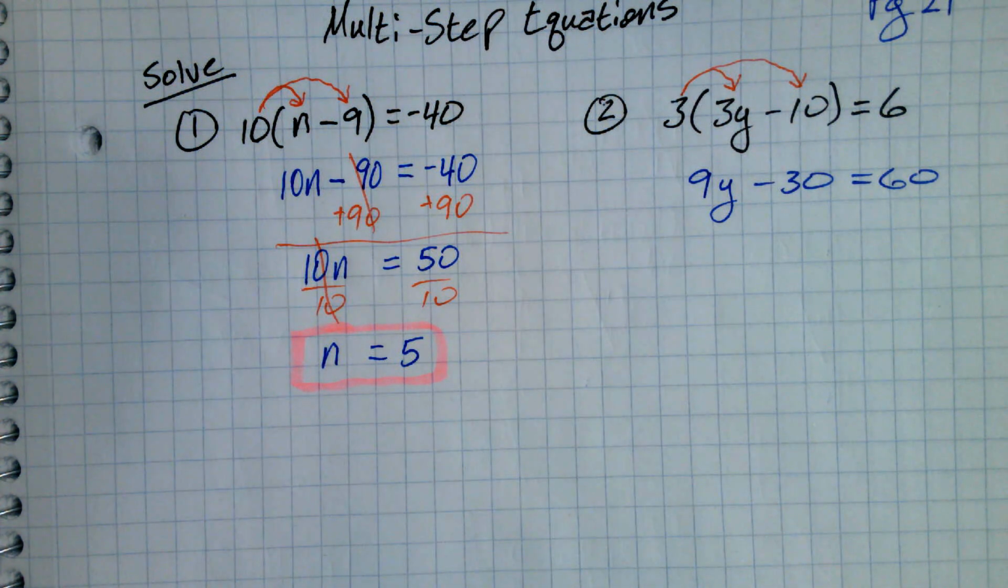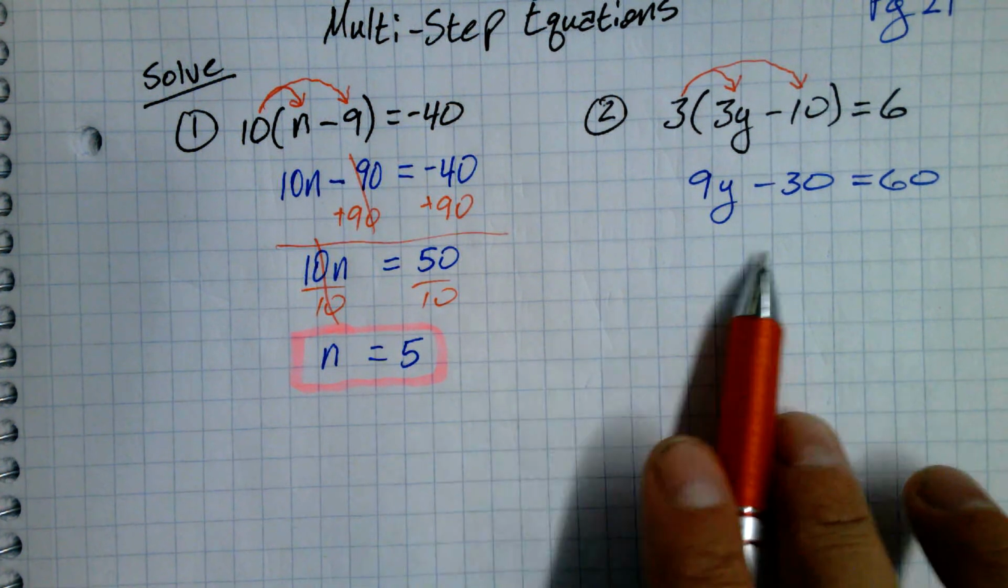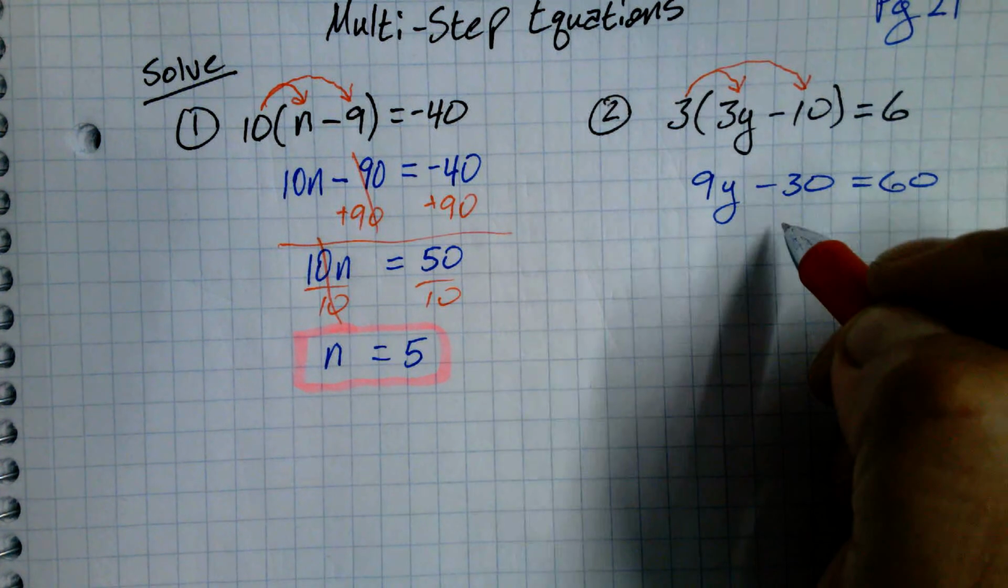You see, many of you are just going through and solving it. Now, if this is what you got just from distributing, congratulations, you did a great job. Okay, let's just continue solving then. So I got 9y minus 30 equals 60. I'm going to get rid of the 30.